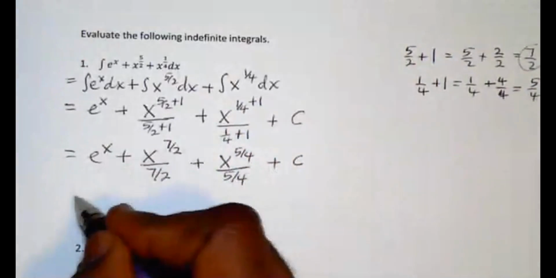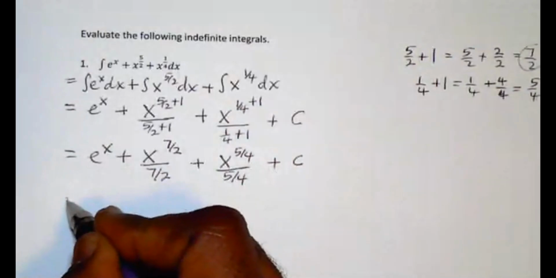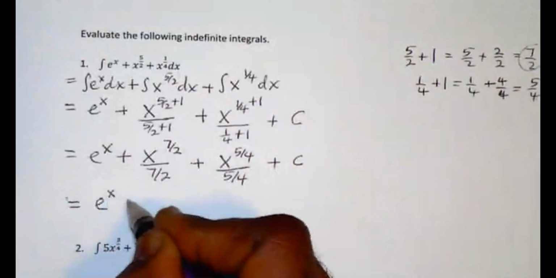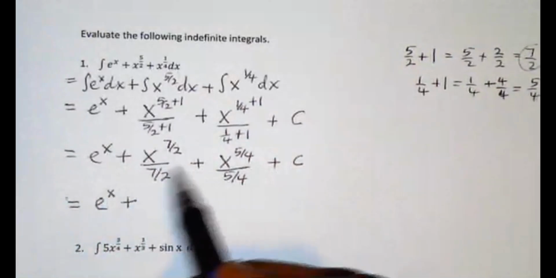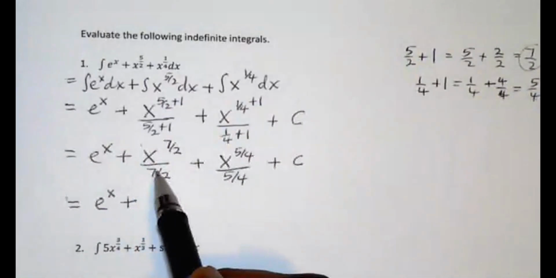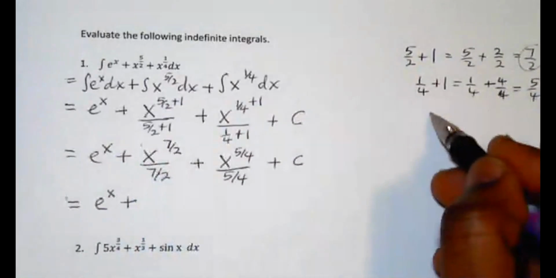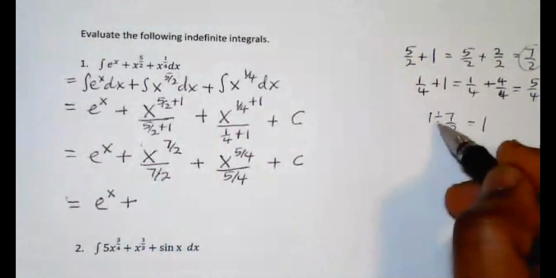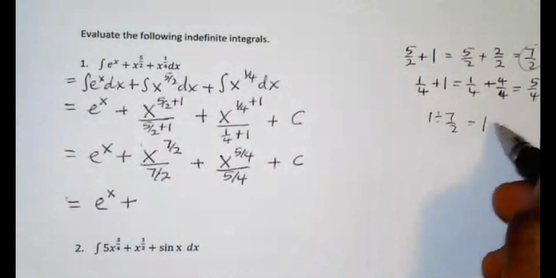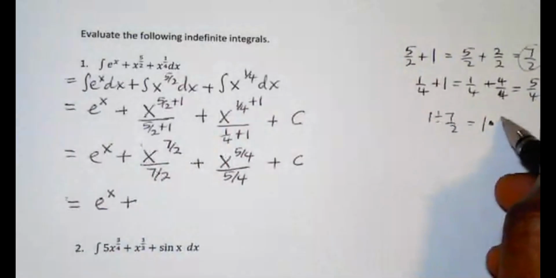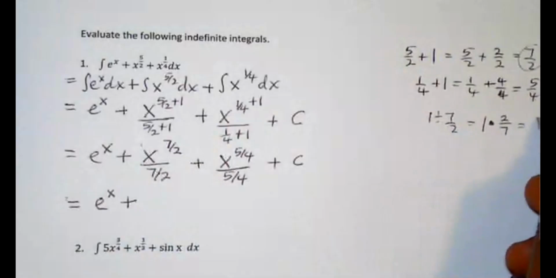We are not yet done. We have to simplify it further. So I want you to think about dividing two fractions. Okay. If I'm dividing two fractions, let's say if I have 1 divided by 7 over 2, what do I do? 1 divided by 7 over 2. What happens? You keep the first fraction, the numerator, which is 1 over 1, times the reciprocal of the denominator, which is 2 over 7. So that gives us 2 over 7.